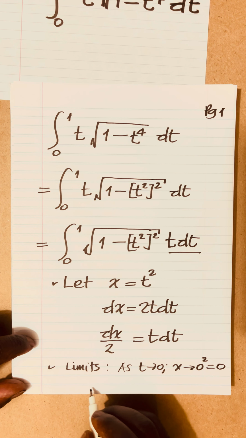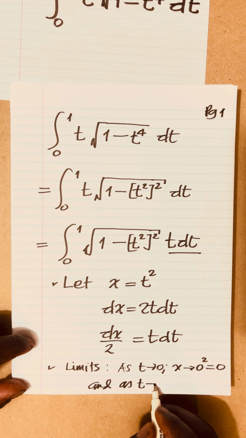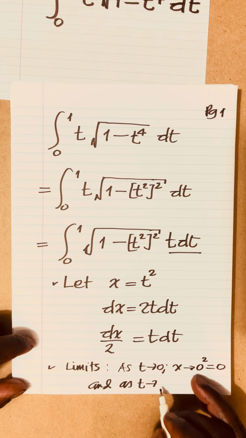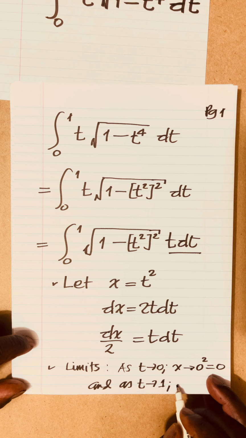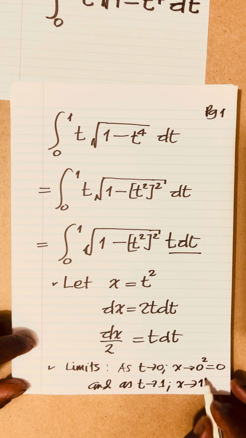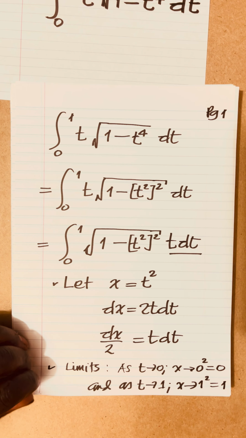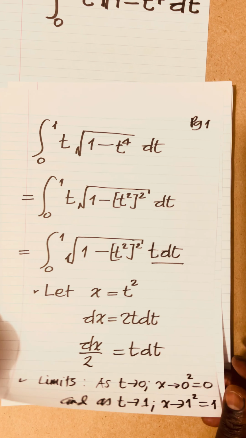Let's look at the upper limit. As t approaches, what is the upper limit? 1. What does x approach? x must approach, we're back here, 1 squared, and 1 squared is 1. So limits of integration do not actually change. Now, therefore, this integral is transformed as follows. Moving on to the next page and just complete this one.